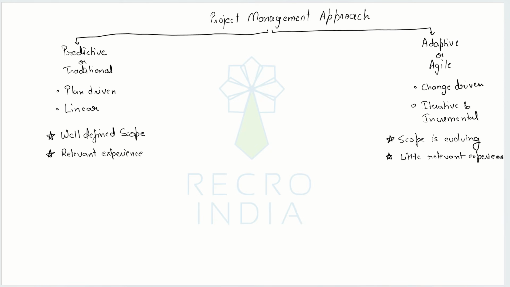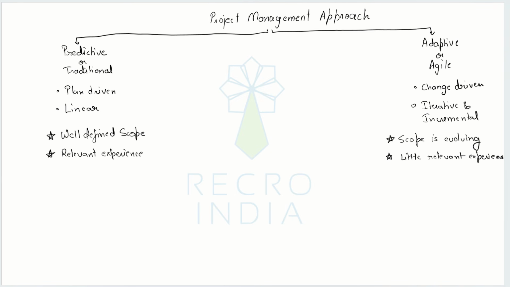So, if the scope is clear, we have the experience, then why not? Why not follow a predictive approach? Because that approach will give you the best result, not just in terms of getting the output, but also, like I said, making sure that you can get the project output with the least amount of time, money, and resources.